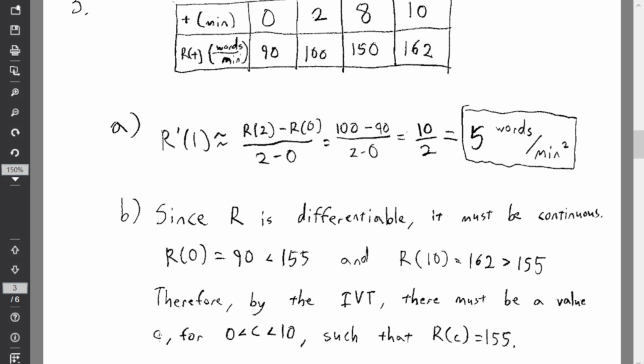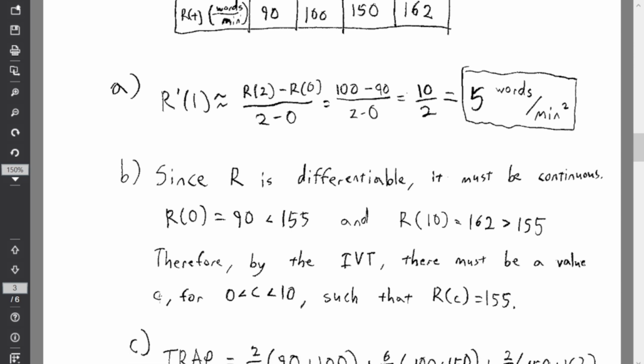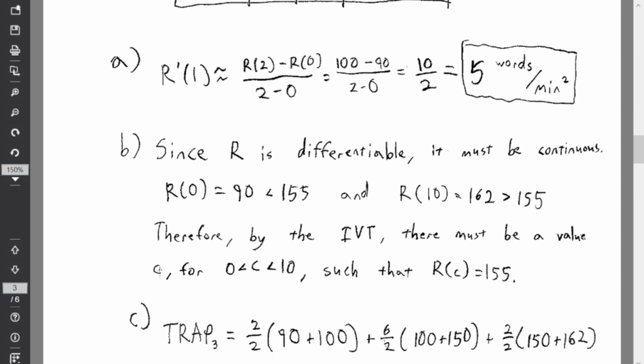For part C, we're using a trapezoidal sum to approximate the integral from 0 to 10. We've got to be careful here because the subintervals are not the same each time. So we need to use the different subintervals. Remember, it's h over 2 times base 1 plus base 2.